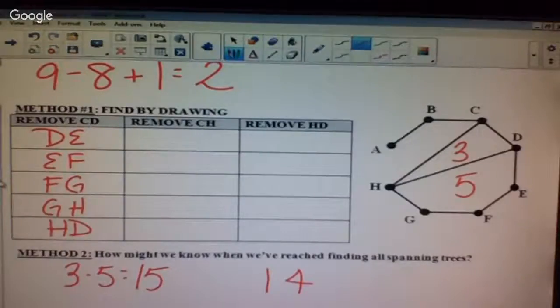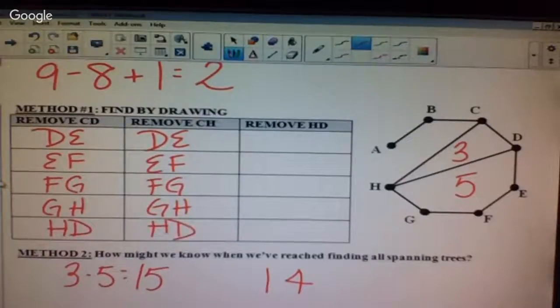Okay, instead of removing C to D, I can remove C to H. And again, I can remove D to E, E to F, F to G, G to H, or H to D. Then my last option for this circuit of 3 is H to D. And then I can remove D to E, E to F, F to G, G to H, and H to D. What's the problem?